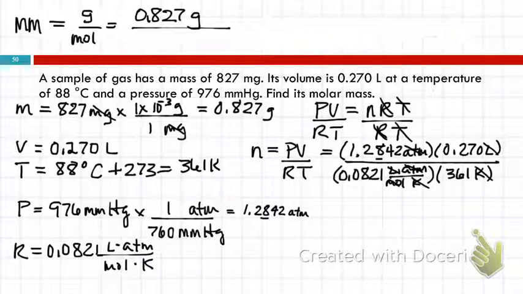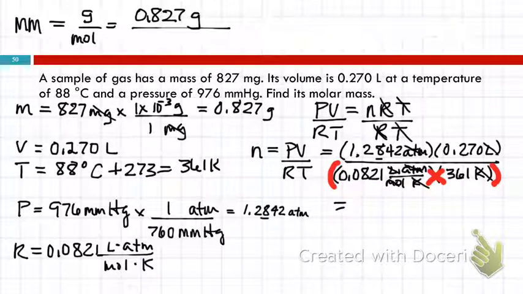1.2842 times, that's the wrong button, times 0.27 divided by 0.0821. Oh wait, that's not what I was doing with you. There's different ways to do this. So here we have that situation again where we're dividing by two numbers. So what most of you will want to do is multiply. So you can do that, but put parentheses around it. So I've got the times 0.27 divided by, open parentheses, 0.0821 times 361, close the parentheses.